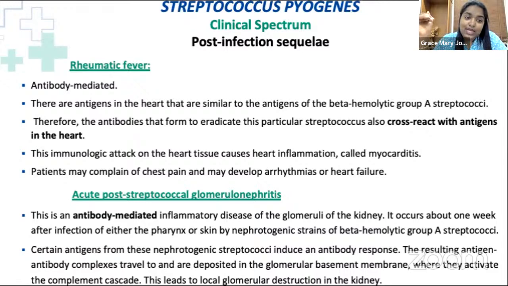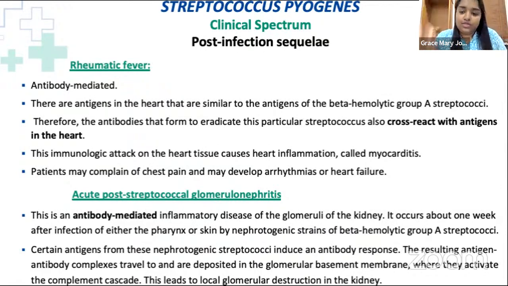The other one is the acute post-streptococcal glomerulonephritis. This is especially seen in children. After 3 days to 1 week of having a streptococcal infection, the antibody and antigen-antibody complexes that are formed will go and get stuck in the kidney, and there it produces a lot of reaction, inflammation, and a lot of damage, causing glomerular destruction of the kidney, which is called acute post-streptococcal glomerulonephritis.